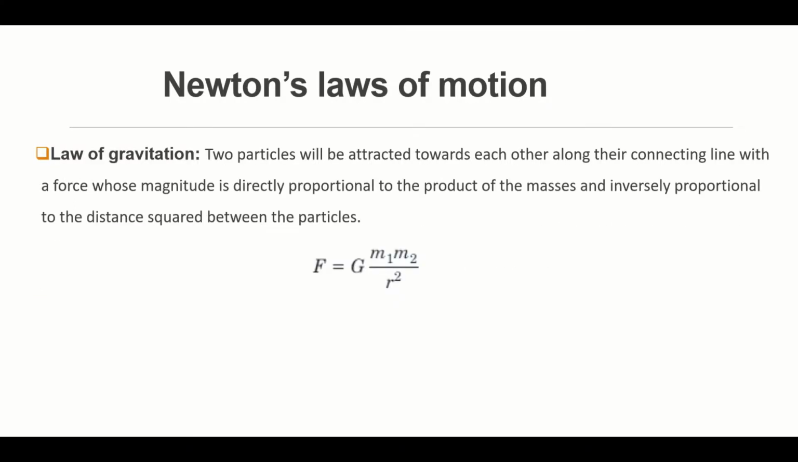And law of gravitation, Newton's law of gravitation also. Two particles will be attracted towards each other along their connecting line with a force whose magnitude is directly proportional to the masses of the individual particles and inversely proportional to the square of the distance between them. Here G is called gravitational constant. This is law of gravitation. Just a review മാത്രമേ ഉള്ളൂ, സിലബസിൽ മാത്രമേ പറഞ്ഞിട്ടുള്ളൂ.